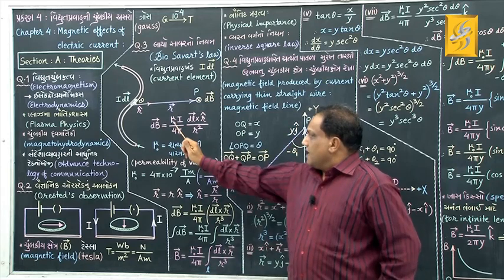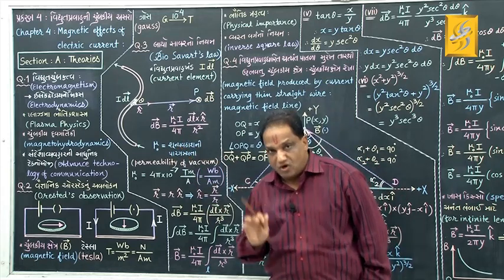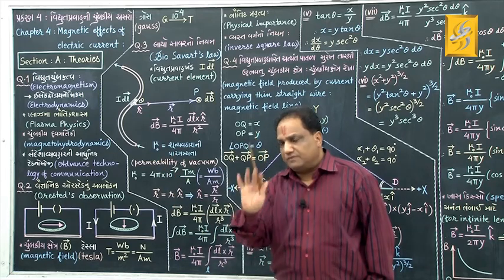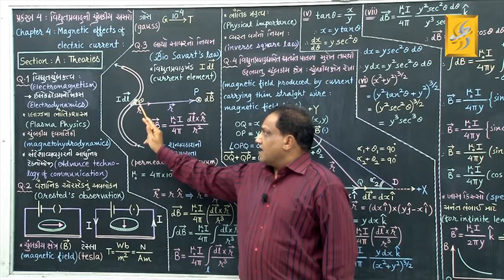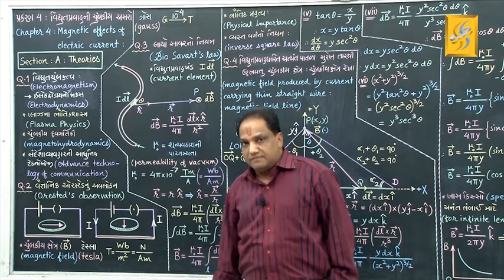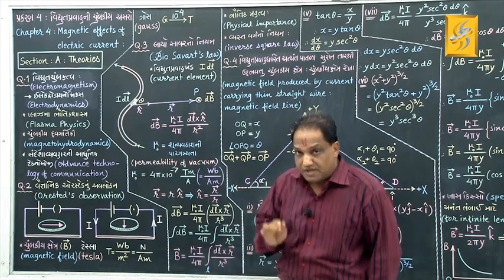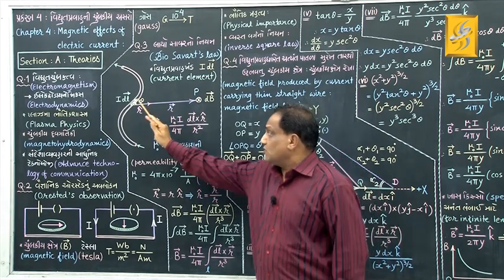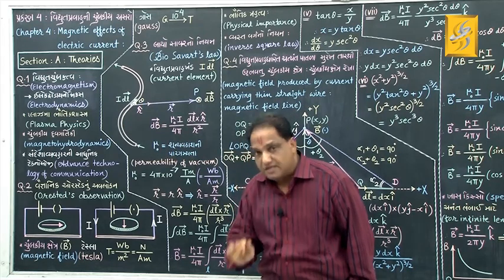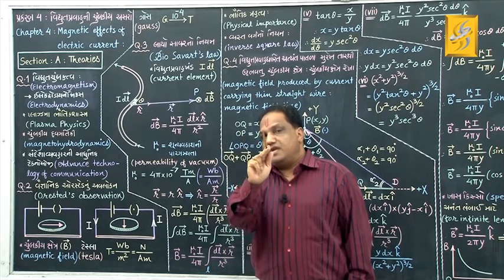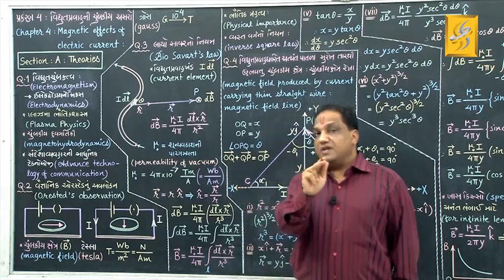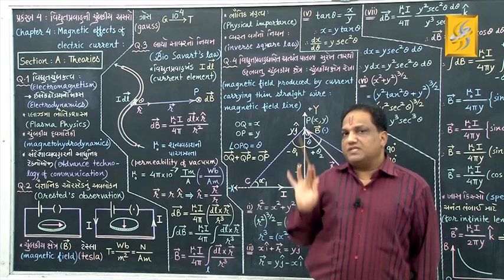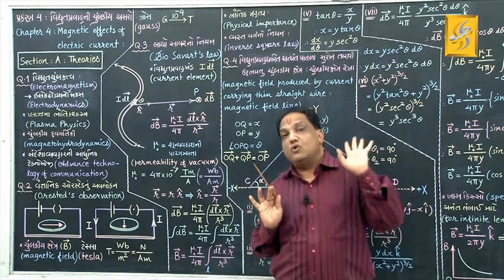Now, how would you give the statement of this Biot-Savart's law from this mathematical format? Very simple. Due to a current element I vector dl, the magnetic field produced at a point of observation having position vector r with respect to that current element is vector dB equals mu 0 I upon 4 pi vector dl cross r hat upon r square. This very statement is called Biot-Savart's law.